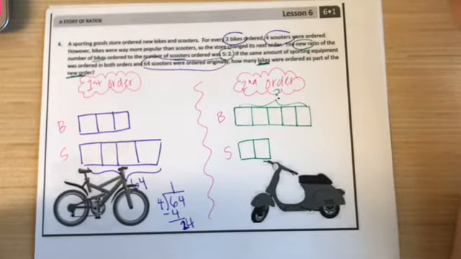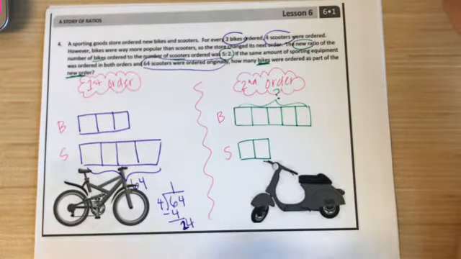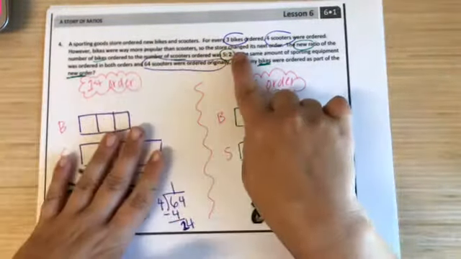A sporting goods store ordered new bikes and scooters. For every 3 bikes ordered, 4 scooters were ordered. However, bikes were way more popular than scooters, so the store changed its next order. The new ratio of bikes to scooters was 5 to 2. Okay, so that's what I've drawn out here so far.